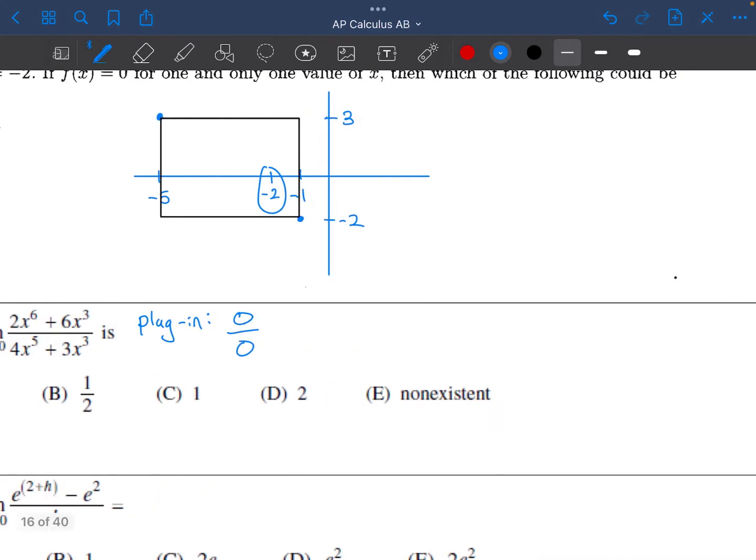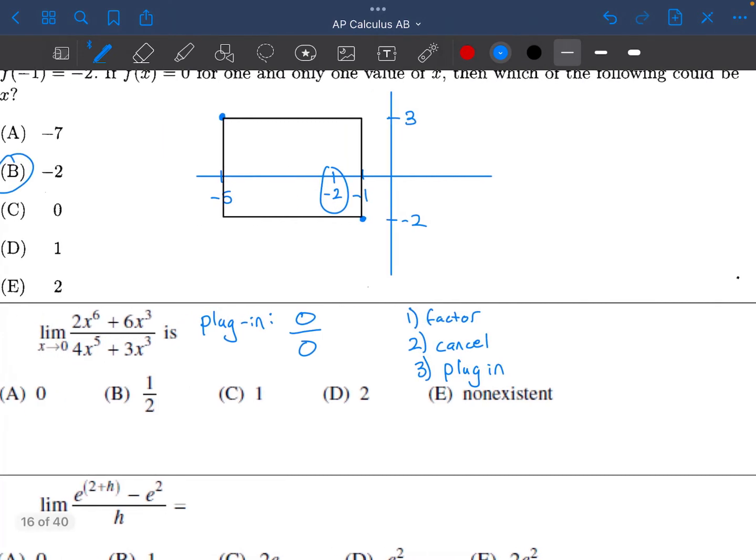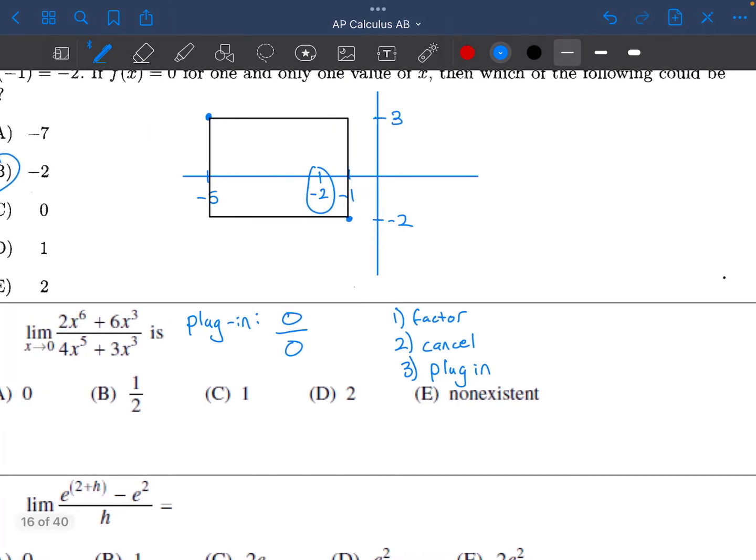Whenever that happens, you're going to do the following 3 things. You're going to factor, you're going to cancel, and you are going to plug in again. Oh, that's not how you spell plug in, Mr. Sindel. Plug in.